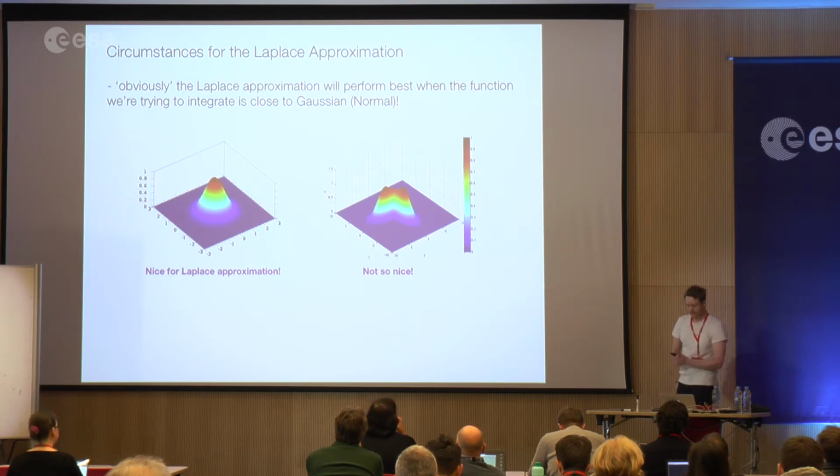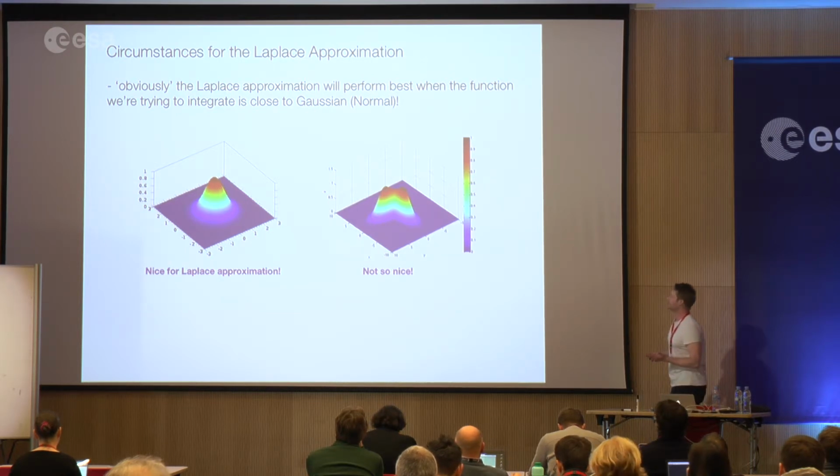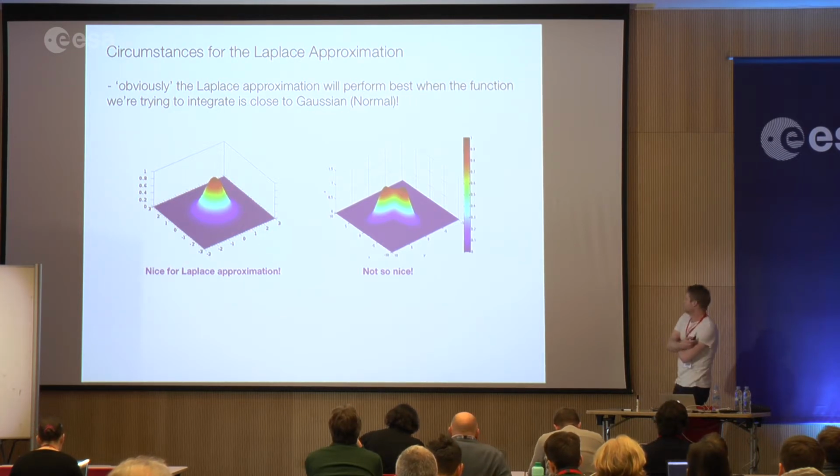Obviously, the Laplace approximation is going to perform best when the function we're trying to integrate is as close as possible to a Gaussian distribution or to a multivariate normal. If it was exactly a multivariate normal, then we'd be working in the regime where the Laplace approximation is the exact solution. So something like this, fantastic, we're definitely going to do very well with the Laplace approximation.